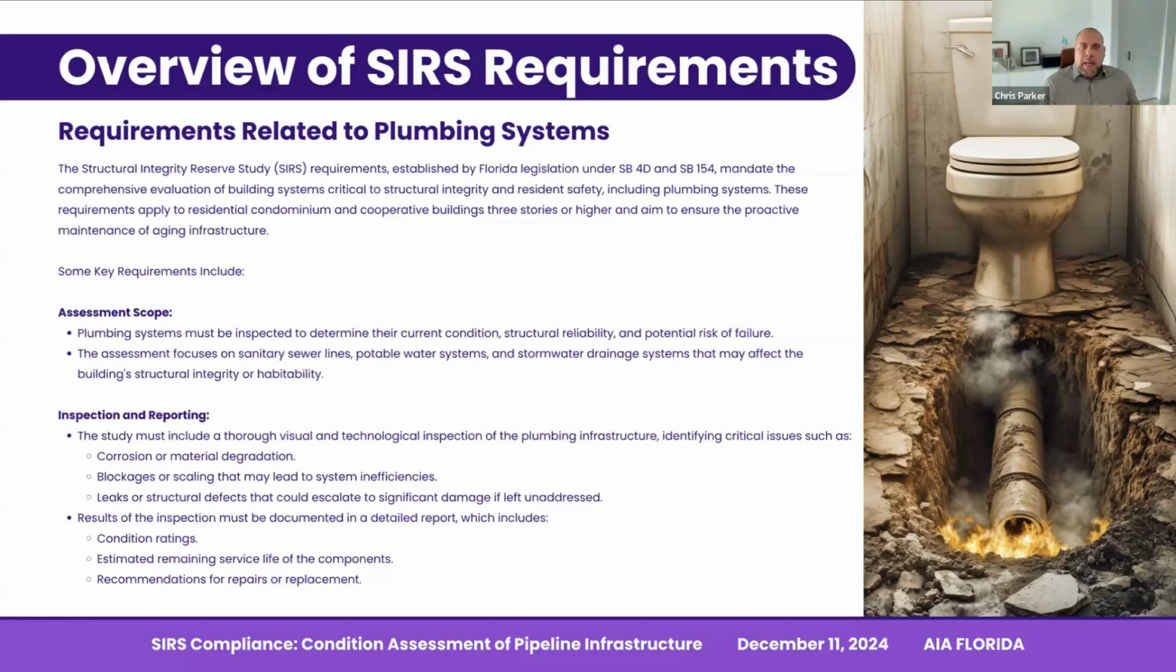So when we look at the inspection and reporting characteristics, the study again must include a thorough visual technological inspection of that plumbing infrastructure, identifying the critical issues that we already discussed. And then from that inspection, really what should be documented in a detailed report should include a pipe score or a pipe severity score, the estimated remaining life, and then the recommendations for that repair or replacement, or if it has a long life left, to pretty much give them a game plan for the future.